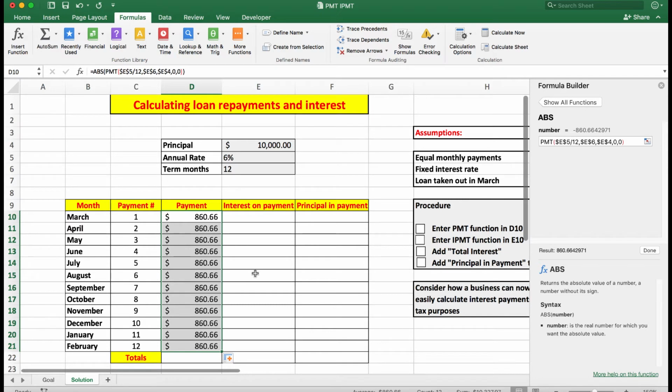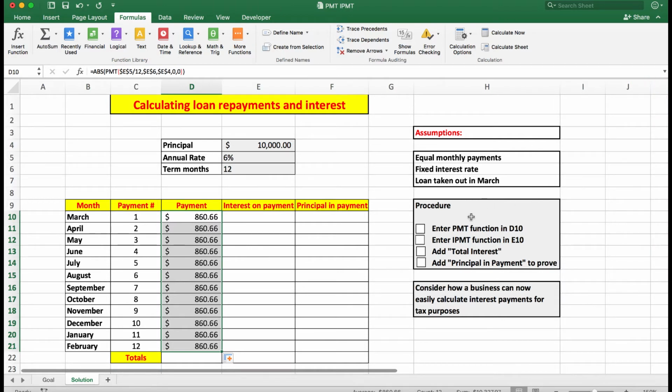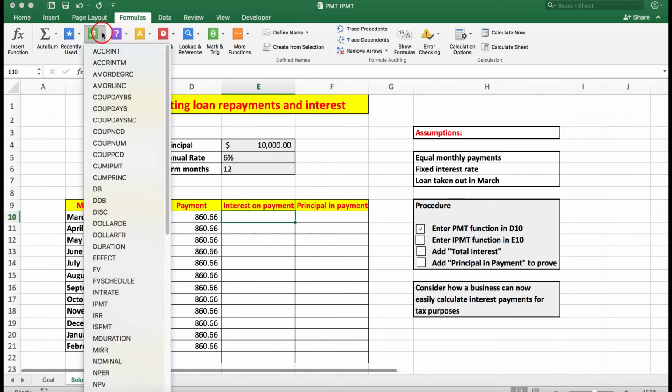And there we are, the brackets have been removed. Now I'll close the formula builder over here, that's done its job, and we'll put a tick in the enter payment functions in cell D10. Now in cell E10, I want to work out how much interest I pay in each of the repayments, and I do that by using a function called IPMT.